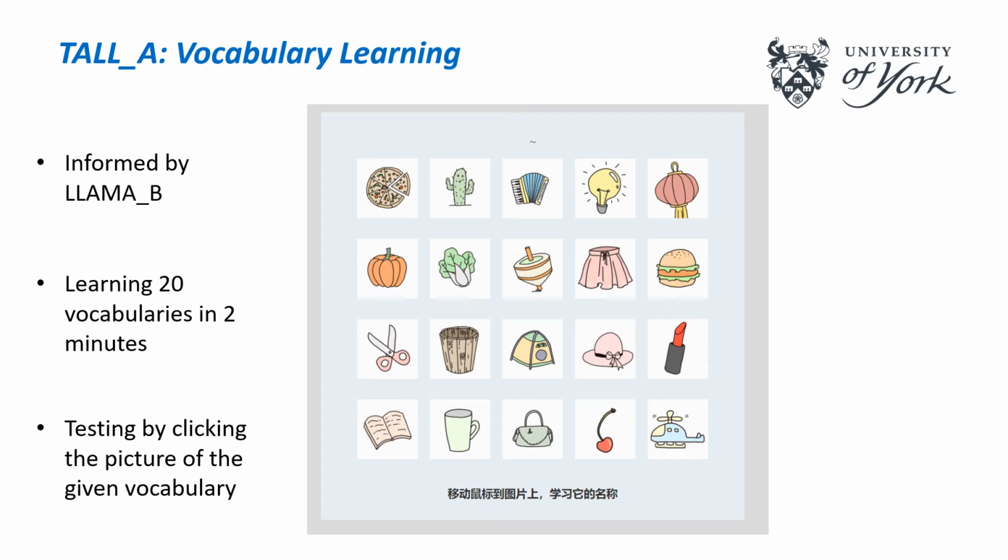Now I will introduce each subtest design. Tor A is vocabulary learning for retrieval memory. In this subtest, participants had 2 minutes to click each picture to learn the corresponding vocabulary. In the testing phase, they were required to click the correct picture to match the given vocabulary.